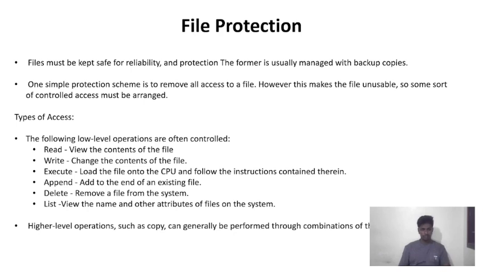Types of access. The following low-level operations are often controlled: read, write, execute, append, delete, list. High-level operations such as copy can generally be performed through a combination of the above.